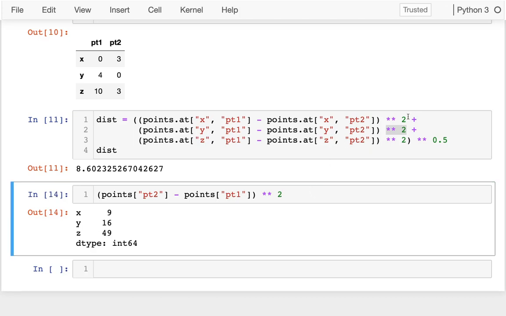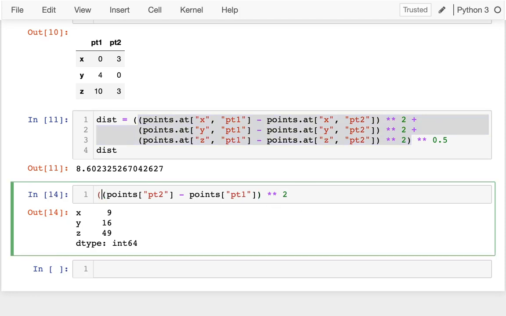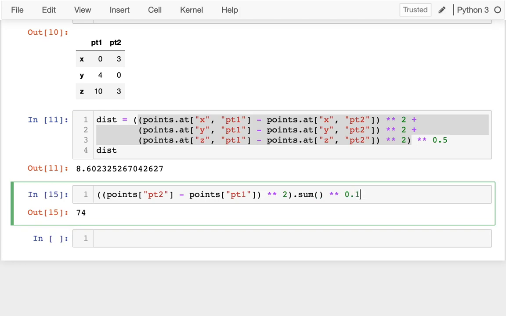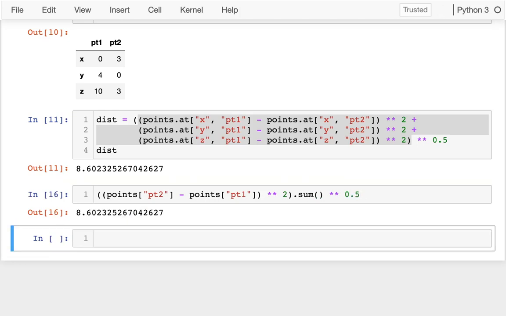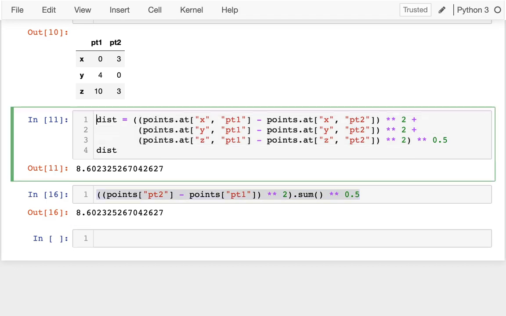And so now I have this piece and this piece and the next piece. And now I could, if I wanted to, add them all together like this, right? So if I have a series, very easy to add. I just do a sum. Boom, there I go. And then square root at the end, right? I can just take the square root like so. And you can see how this is another way to compute that distance.